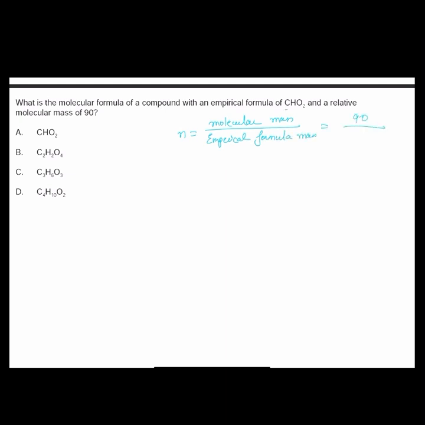The molecular mass is 90. The mass of empirical formula CH2O is 12 plus 1 plus 2 times 16, which is 45. 90 divided by 45 is 2. So n is 2. Therefore, the molecular formula is the empirical formula times n. So (CH2O) whole 2, if I just open the bracket, I'll get C2H4O2. That is option B, and hence B is the correct answer to this question.